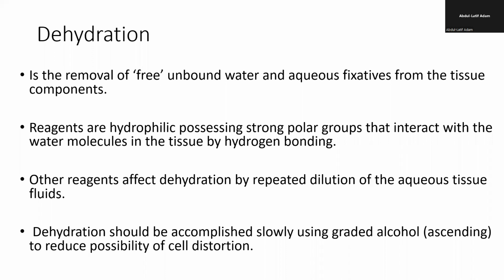And how do you do that? You use alcohol. Alcohol and water are friendly, so they can easily bind and the water is removed. They bind by a process called hydrogen bonding. The alcohol removes the water from the tissue and makes it solid enough to prevent distortion of the tissue.